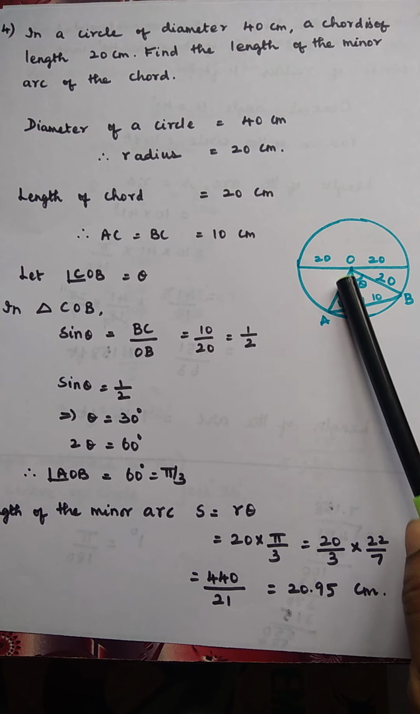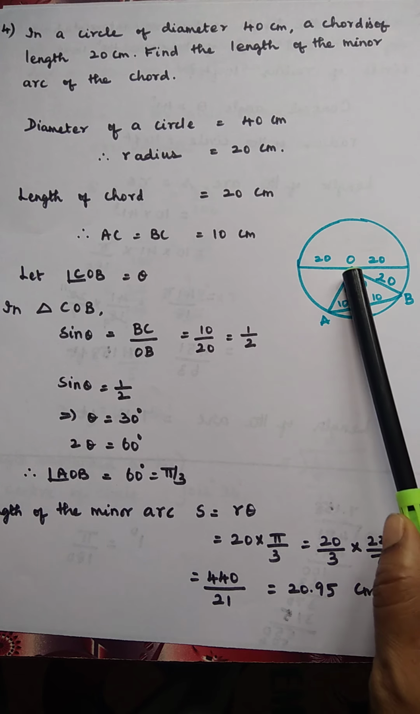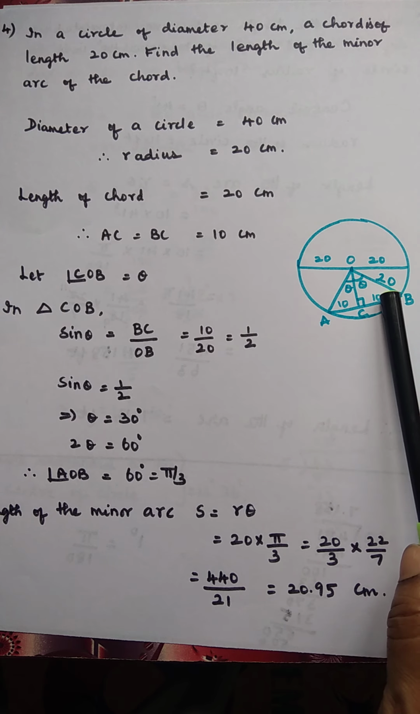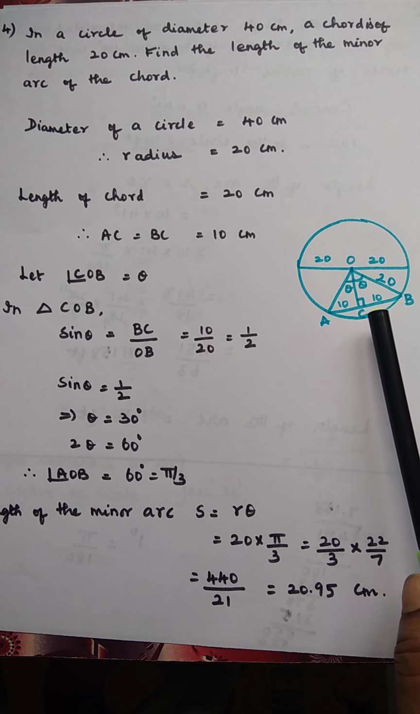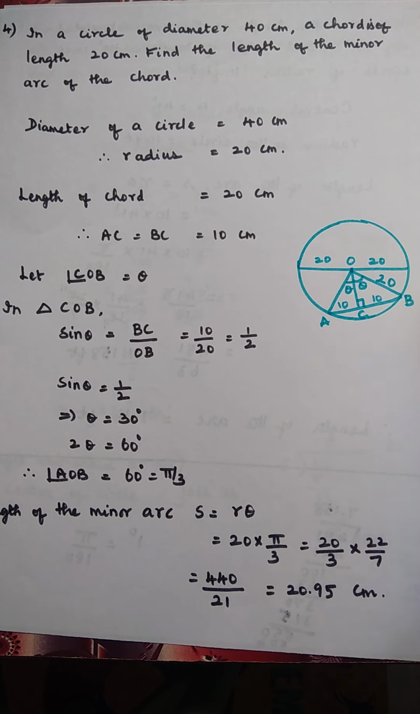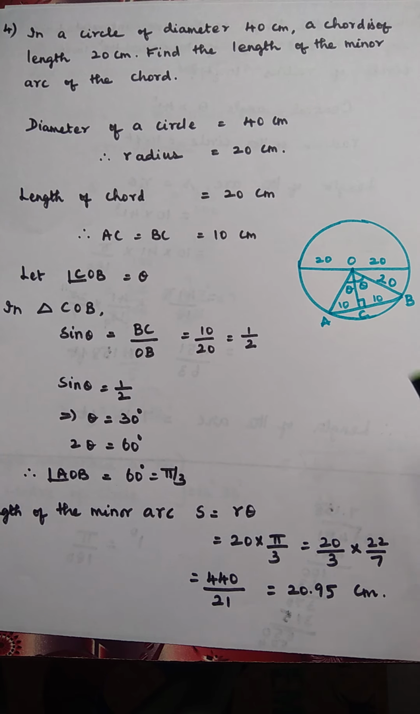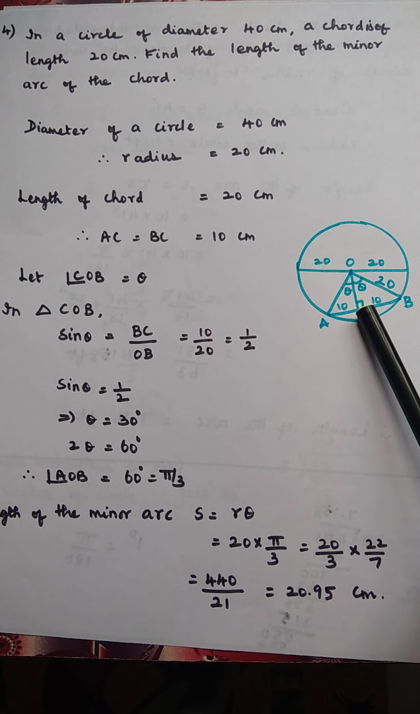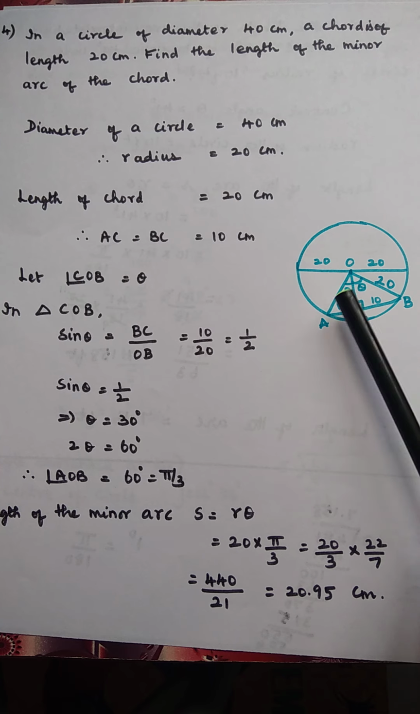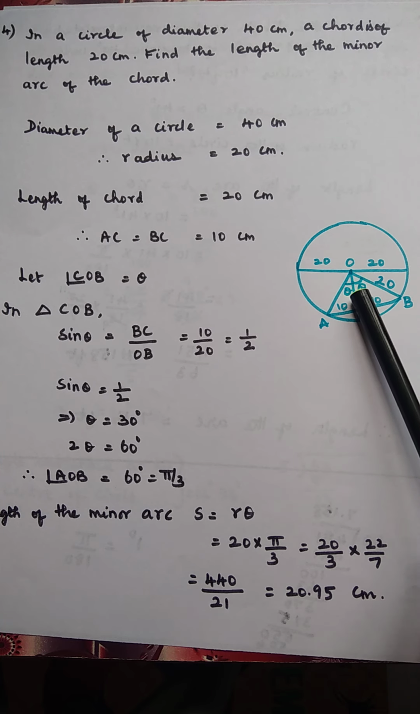Now from O, draw a perpendicular. So the angle at C is 90 degree. OA, OB are radius, so this also we get as 20. Diameter of the circle equal to 40 centimeter, therefore radius equal to 20 centimeter. Length of the chord 20 centimeter, therefore AC equal to BC equal to 10 centimeter. Let us consider this angle BOC equal to theta and AOC theta. So the total angle AOB is 2 theta.